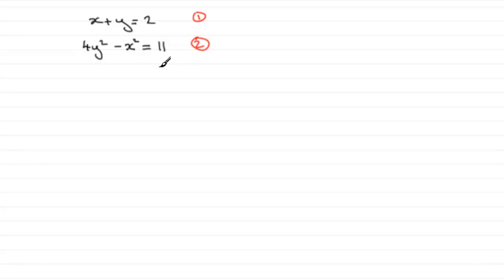So, assuming that you're familiar with this, all we need to do is take one of these two equations, the simplest one, which has to be 1 because it hasn't got any squares in, and make either x or y the subject. I'm going to choose x to be the subject, so I would say to the reader that from equation 1, we're going to make x the subject, so I just need to subtract y from both sides, so x would equal 2 minus y. And we'll call this equation number 3.